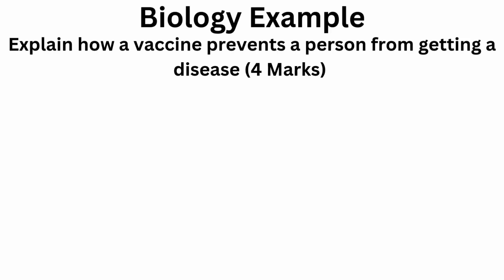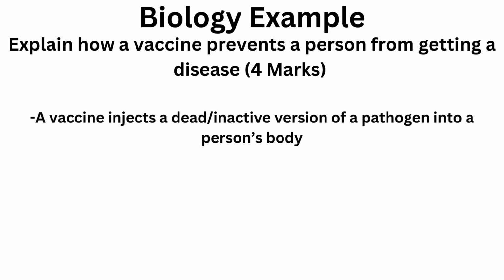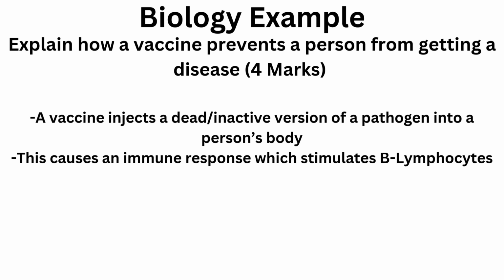Here is a biology example for 4 marks. We must give 4 points about how a vaccine prevents disease. A good place to start would be with what a vaccine injects into the body, which is a weakened version of a pathogen. We can then link this to the question by providing an explanation on how this prevents disease.